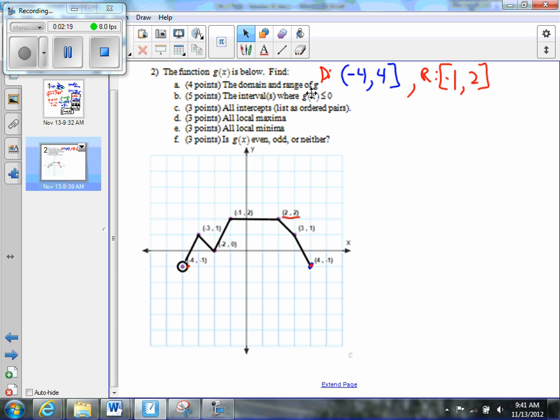The next one caused probably the most aggravation of the whole test. It says, what are the intervals, and the key word here is intervals, where our function is less than or equal to 0? A number of people picked points. But when I'm asking for an interval, I'm saying what are the x values where our g of x is less than or equal to 0.